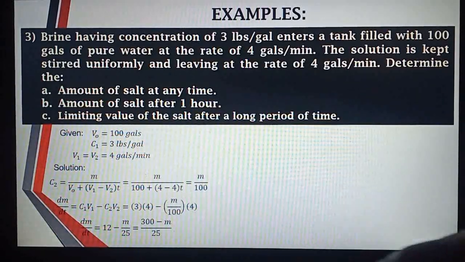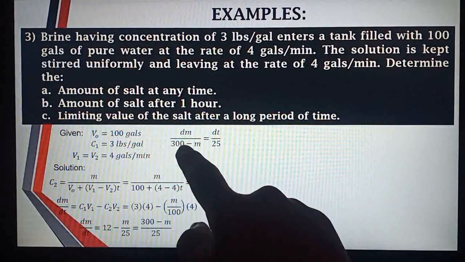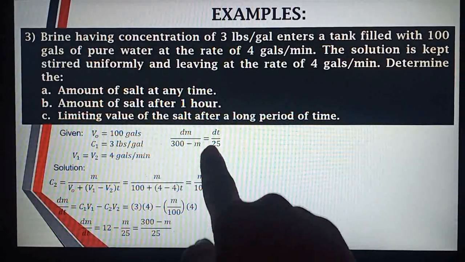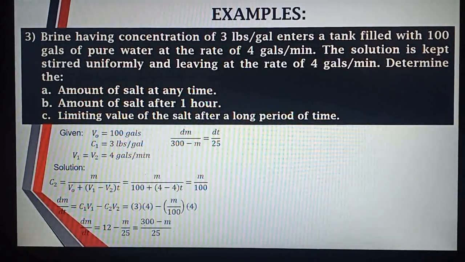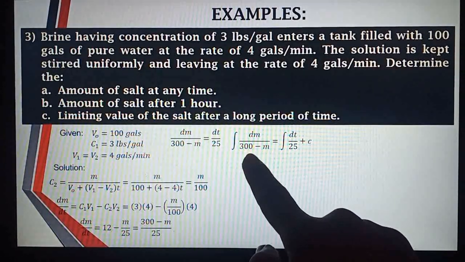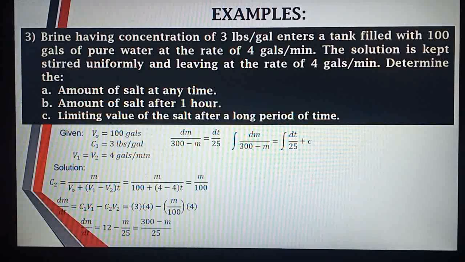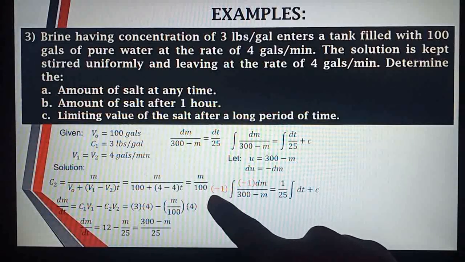Now we will do separation of variables again. If we do the separation of variables, you will have dm over 300 minus M equated to dt over 25. Since we have separated the variables, we can now integrate. When we integrate, we have the integral of dm over 300 minus M equals the integral of dt over 25 plus c. Now, if we let u as 300 minus M, our du is negative dm. So we have to insert negative 1 inside, then balance by negative 1 outside.